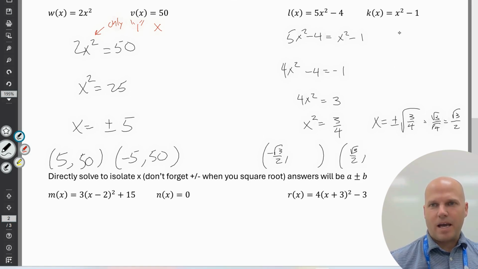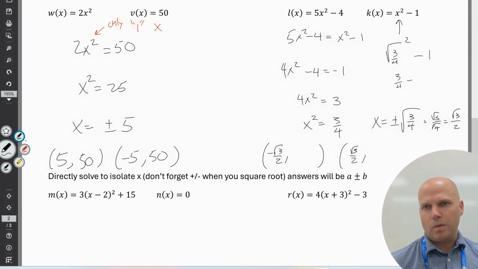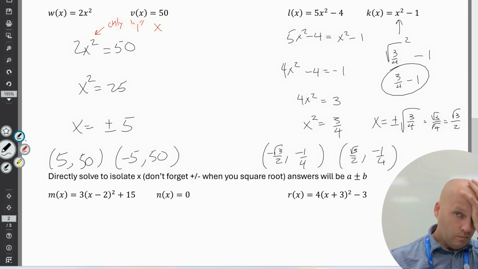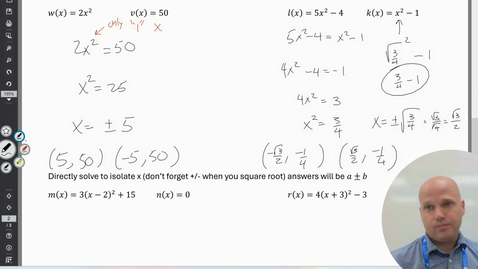Let's practice plugging that back in. Now, this would be the easier one, and it is probably easier to plug in root 3/4, because root 3/4 squared is going to be 3/4. 3/4 minus 1. How do you subtract fractions? 1 is 4/4. 3/4 minus 4/4 is minus 1/4, and that'll be the same for both, because if you plug in negative root 3/4 squared, you'll still get 3/4.